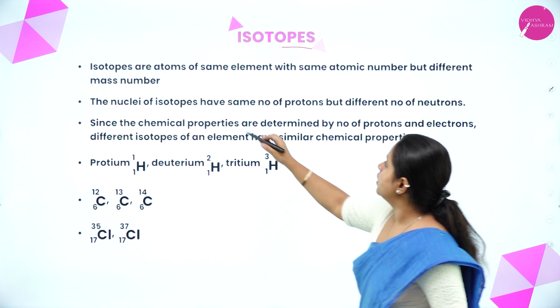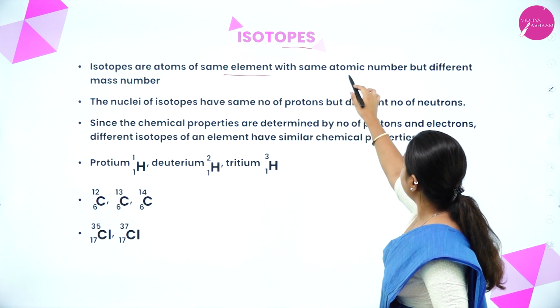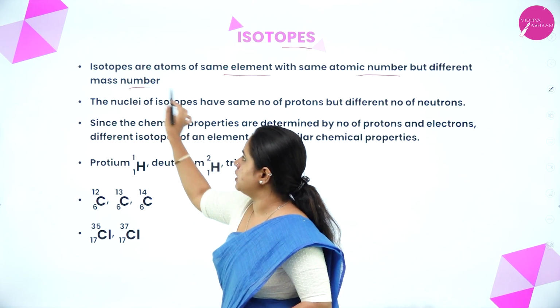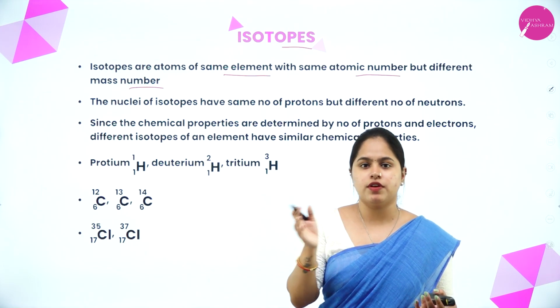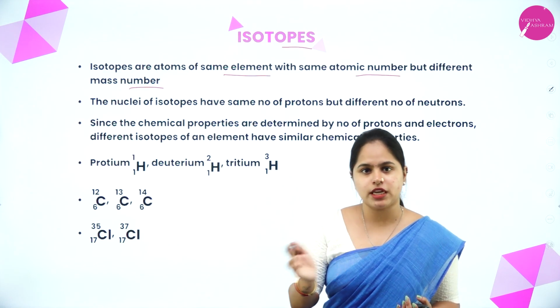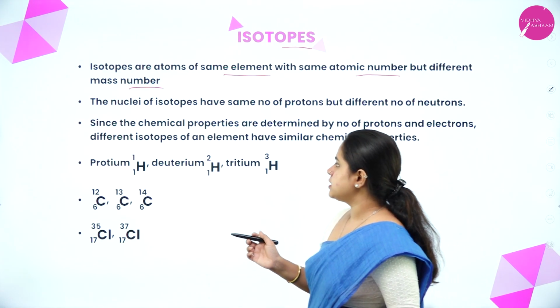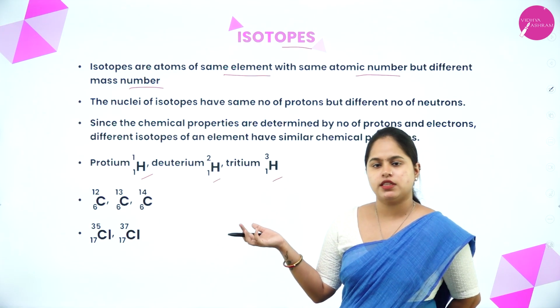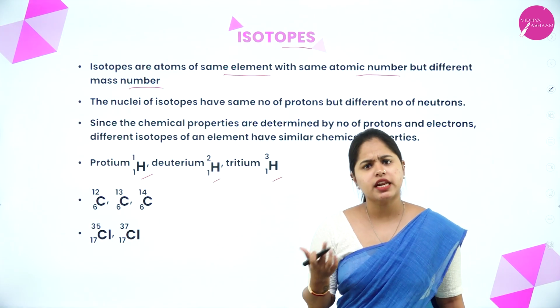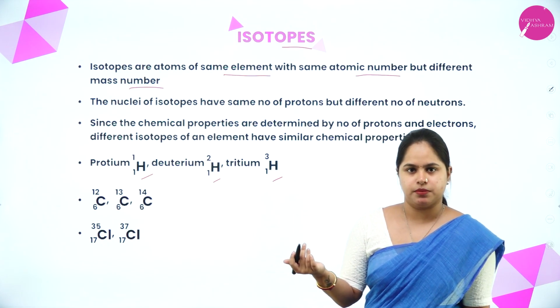They are atoms of the same element with the same atomic number but different mass number. Yes, they are atoms of the same element. The mass number will be different, but their atomic number will be the same. As you can see here, protium, deuterium, tritium. You are familiar with this. These three are the three isotopes of your hydrogen atom, right?